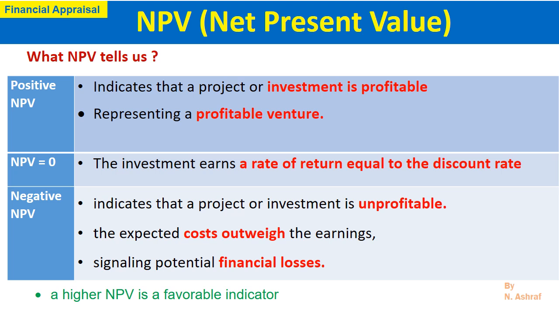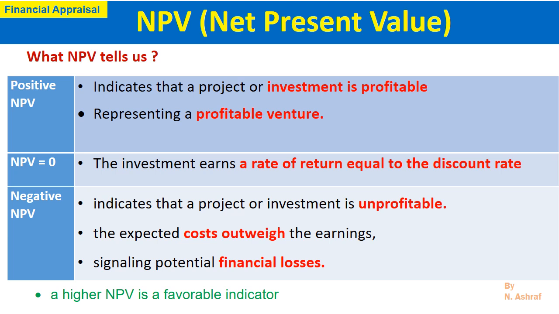Now, there are three values of NPV. NPV may be positive, NPV may be 0, or NPV may be negative. If the value of NPV is positive, it will indicate the investment is profitable. The investment which we are going to do will give us profit. We will carry on this project. But if the NPV is 0, it means the present value of investment and present value of return will be same. There will be no profit and loss. Rate of return will be equal to discount rate. So no profit, no loss in that investment.